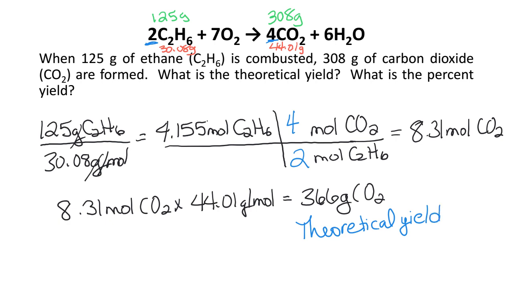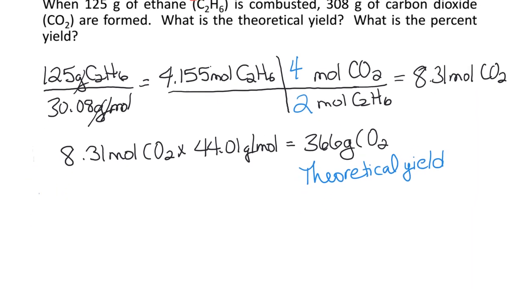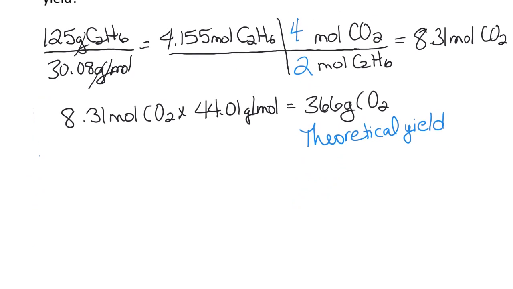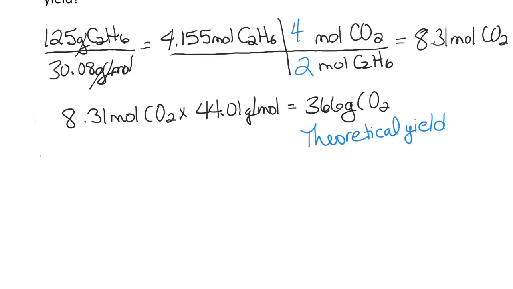I didn't quite get this much. So now I've got to figure out how good what I did was. Did I get 100% yield? Obviously not. But did I at least get close to it? So that's the next part. Oops, sorry, let me erase that. Okay, so I'm going to move this up a little bit. Now, the problem said we had 308 grams is what was actually made. 366 grams is what's supposed to be made.